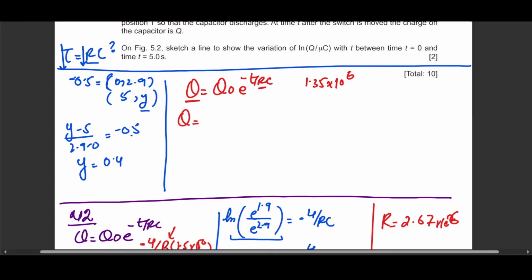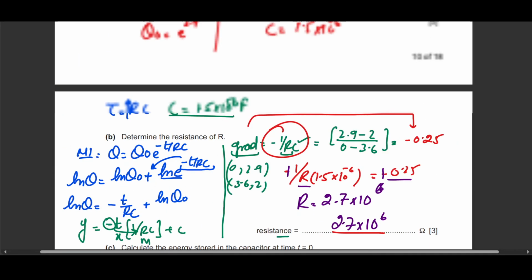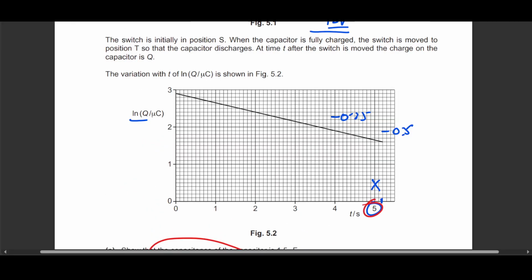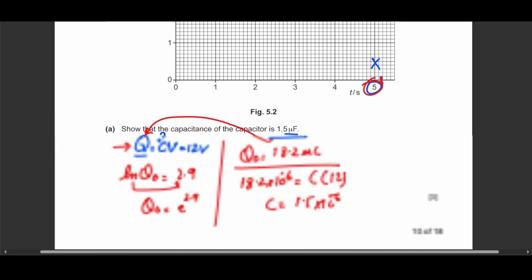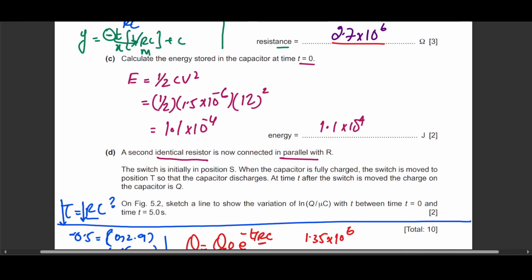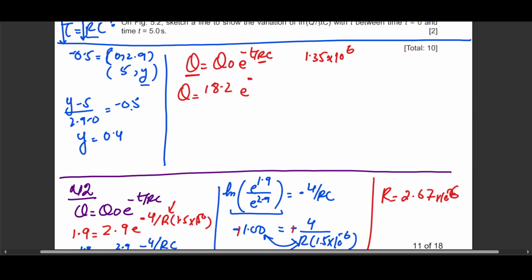So Q equals 18.2, because of course, remember, we can't take the ln. We have to take the anti-log for this equation to be viable. So e raised to power minus t. What should be time t? I'm taking 5 as my time t, right? I could have taken 5.2, does not matter. It would still give me the same answer because I need just one coordinate, which I can extrapolate.